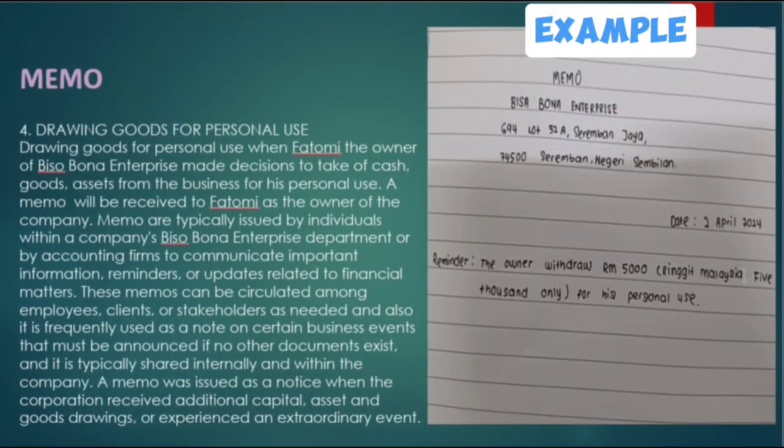And lastly, memo. Drawing goods for personal use. This is when Fatomi, the owner of Viso Bona Enterprise, makes a decision to take cash, goods, or assets from the business for his personal use. A memo will be issued to Fatomi as the owner of the company.